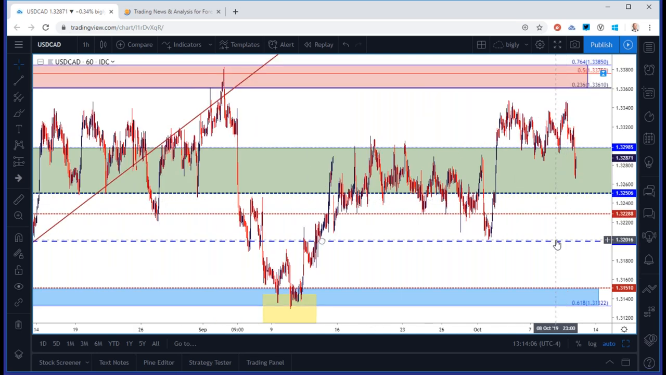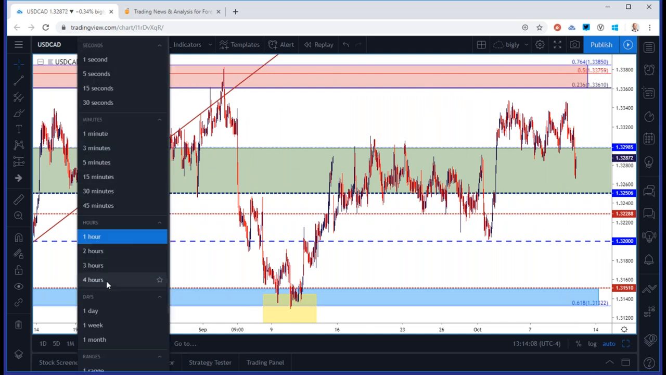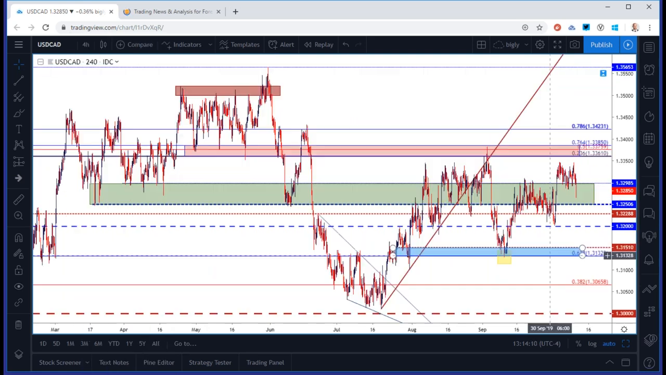Secondary targets, that same 132 level, but perhaps more attractively, I want to look for prices to retest that big zone from 131.32 up to 131.50. That same zone that helped catch the September lows. Big zone of support there.